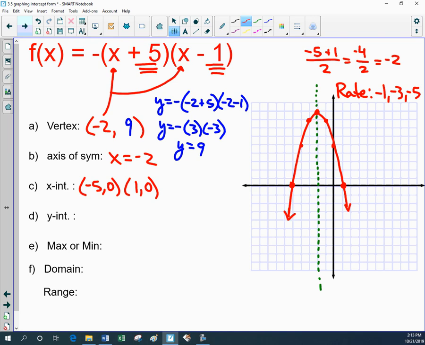Okay, the y-intercept. So 1, 2, 3, 4, 5. The y-intercept is at 0, 5. The vertex this time is a max. The domain, all real numbers, and the range. So from bottom to top, it's from negative infinity to positive 9.